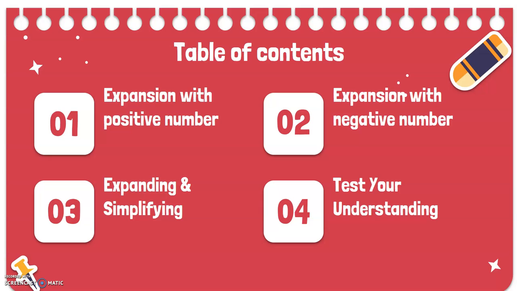These are the things that we are going to cover today. So first, we're going to do a very simple one, expansion with positive number. Then we're going to try with negative number. Then we're going to combine them a little bit with whatever we've done previously on simplifying of algebraic terms. So there's expansion and simplifying, after which there will be some questions to test your understanding and you can check your answers after that.